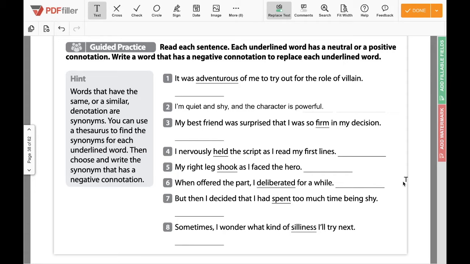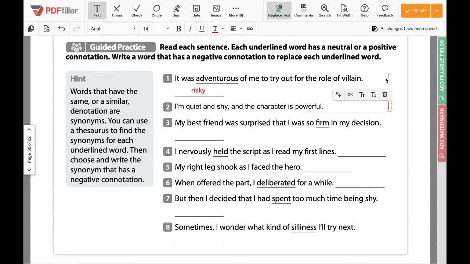So the first one says, it was adventurous of me to try out for the role of villain. So adventurous typically means outgoing in a good way, or it could possibly have some risks, but those risks lead to positive reward. And we want to change adventurous to something that might be perceived negatively, so we could use the word risky. So we could say, it was risky of me to try out for the role of villain.